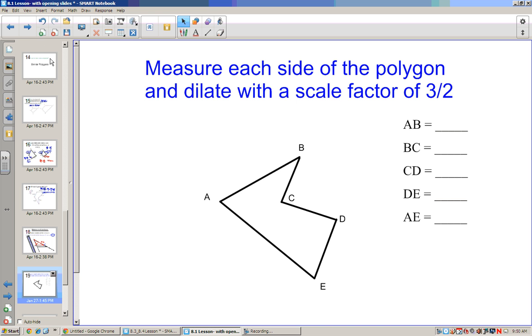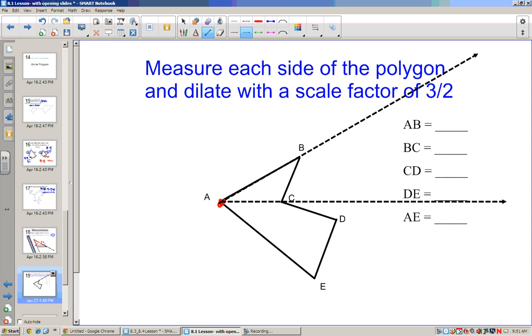All right, so now they tell us to measure each side of the polygon and dilate with a scale factor of 3/2. Now this is a little bit different. We can choose any point. I'm going to choose A, and I'm going to use a scale factor of 3/2, which is 1.5. I'm going to pick my dotted line again, and I'm going to have my dotted line go through each of the endpoints, like so.